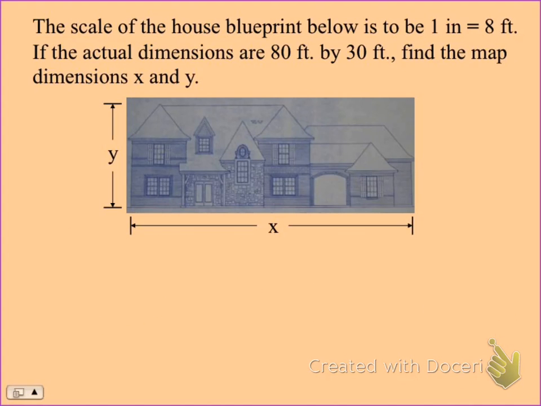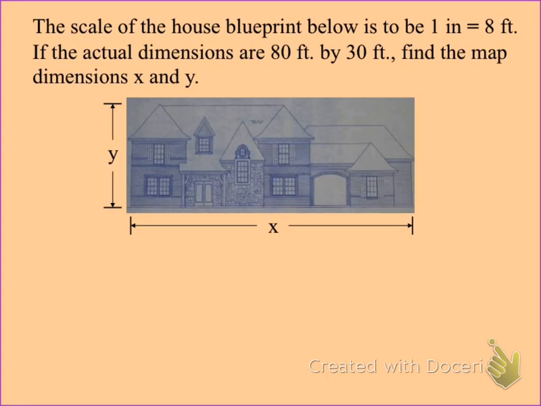Three more examples. Here we go. The scale of the house blueprint below is 1 inch equals 8 feet. The actual dimensions are given. Notice the actual dimensions are in feet. The dimensions are 80 feet by 30 feet. Find the map or blueprint dimensions of x and y.